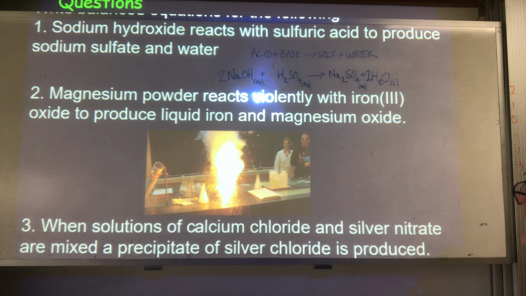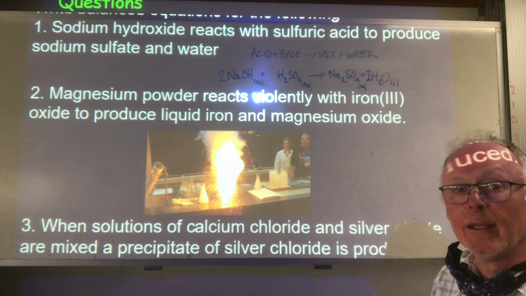Magnesium powder reacts violently with iron 3 oxide to produce liquid iron and magnesium oxide. It's actually a redox reaction. Don't need to do the whole redox aqueous stuff. This isn't actually aqueous, so that's not a valid method. But if we just start off by writing our skeleton equation, we're told all the reactants and all the products. It's pretty easy to work it out from there.